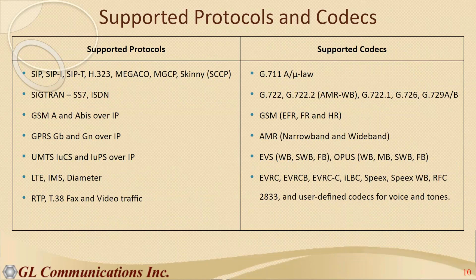Okay, so I've mentioned a few of these, but we put them on the screen here just so that we can show you. This is generally a partial list, quite honestly, of what PacketScan supports on the protocol and codec side. With protocols, we're talking the basic SIP, SIP-I, and so forth, Megaco. You can see the list here: SIGTRAN, the SS7 variants, ISDN. In the wireless domain, we're talking GSM, UMTS, and LTE. With the traffic there, the RTP traffic, all of that is being decoded, analyzed, and so forth.